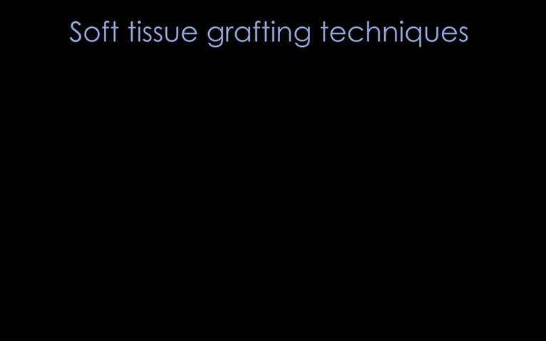Now, when we talk about soft tissue grafting techniques, it can get very confusing because there are so many out there and there are so many different variations on the same procedure and also different ways to treat the same problem. But really, there are only two types. We have free grafts, which are basically grafts taken from one place and transplanted. It could be the patient's own palate. It could be a tissue bank.